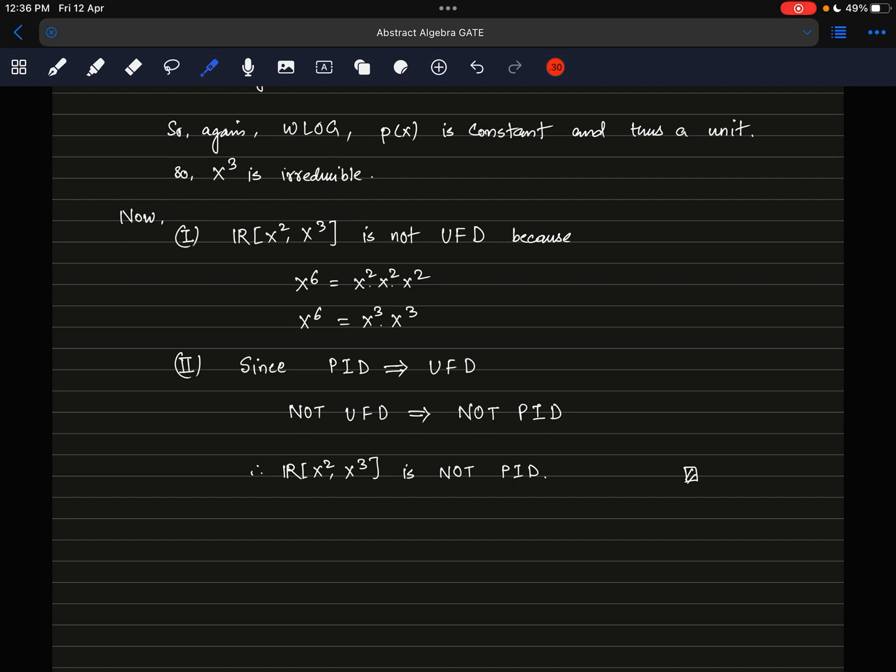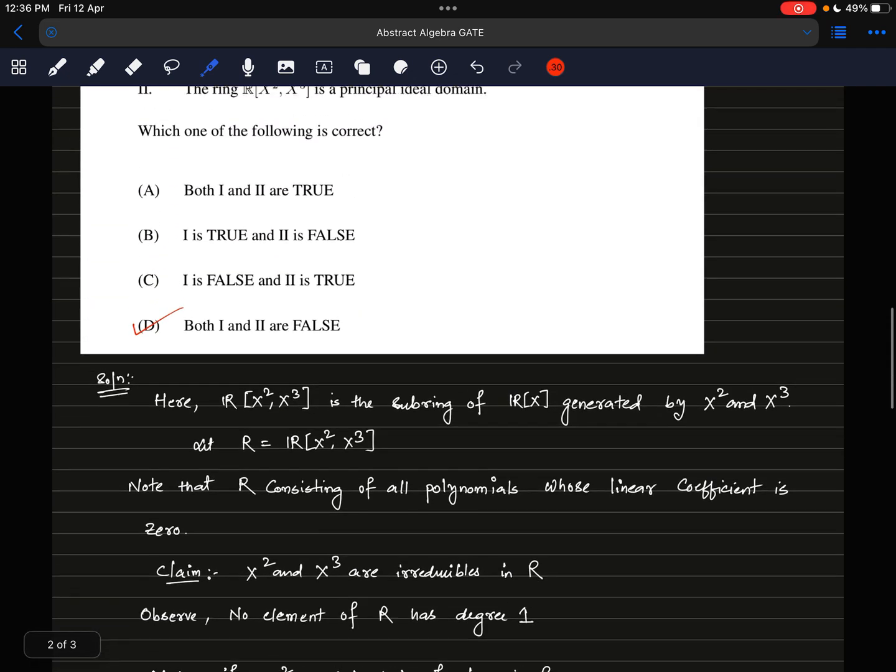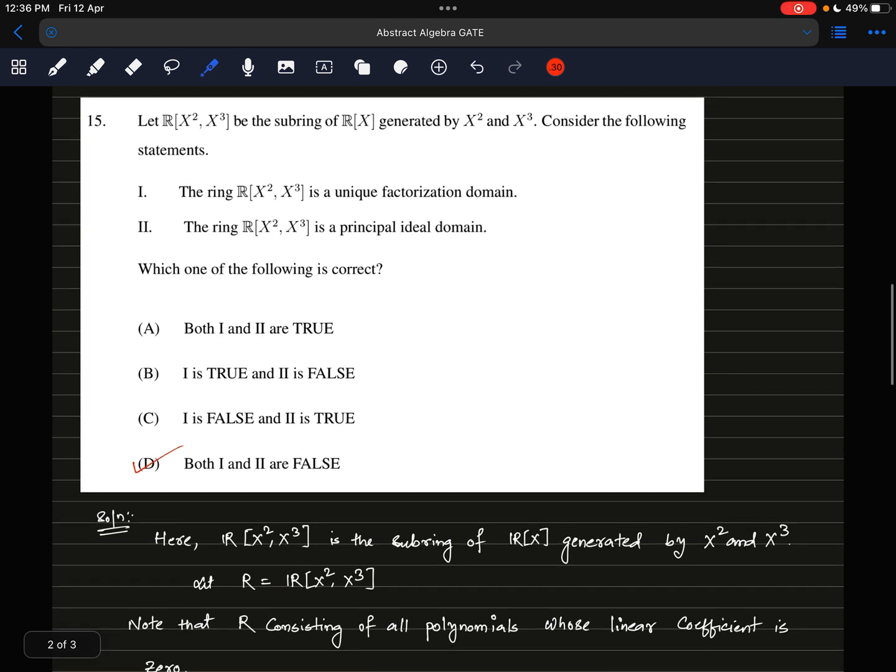Since it is not a UFD, it cannot be a PID. Why? Because we know that PID implies UFD, so not UFD implies not PID. So this ring is not a PID. So both options are false. So this is the solution. Thank you.